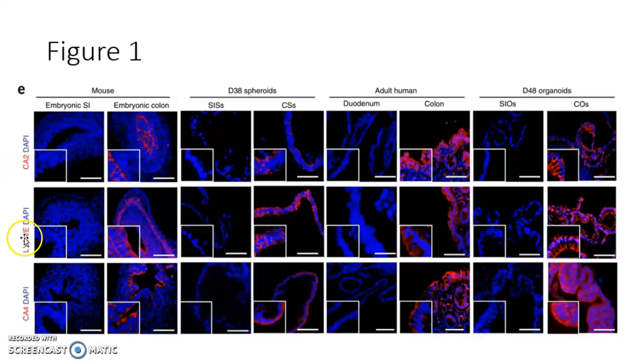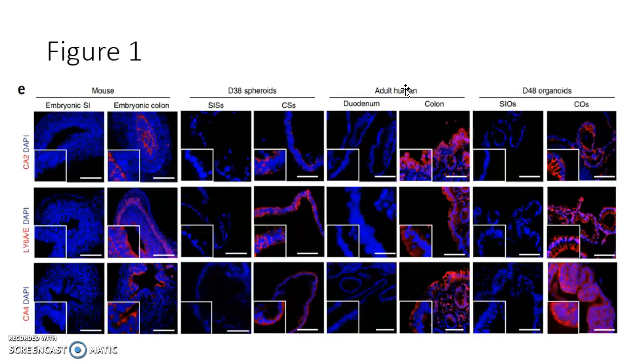CA2, LY6AE, CA4, in mouse embryonic colon tissue, human colon tissue, adult human colon tissue, embryonic stem cell derived, I'm just going to say CSs and COs, but not in mouse embryonic small intestine tissue, human duodenum tissue, or ESC derived small intestine spheroids or small intestine organoids.